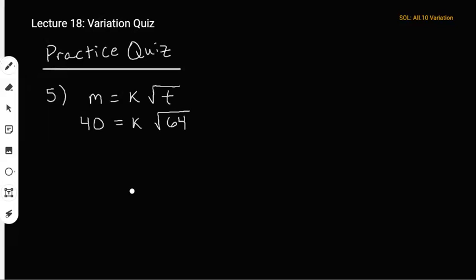So I've got the square root of 64. That's going to be 8. I'll put that in parentheses since we're going to be multiplying by k. And then the 40 on the left side is still the same. So now to get k by itself, I'm going to need to do something to that 8 to get rid of it. I'm going to need to divide both sides by 8.